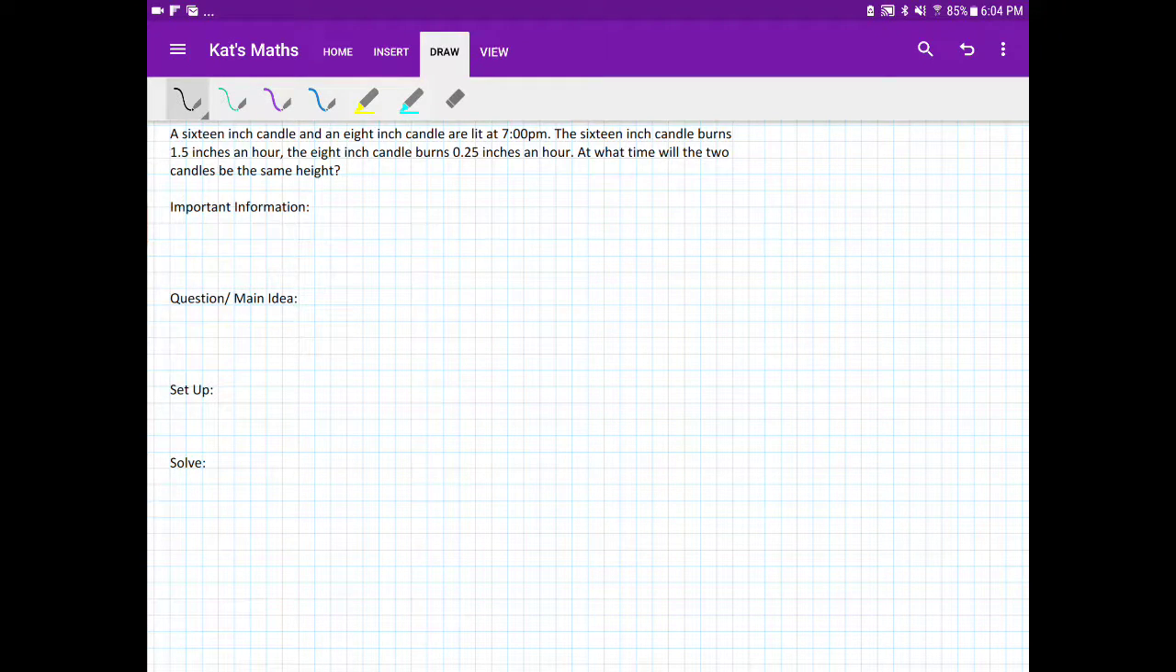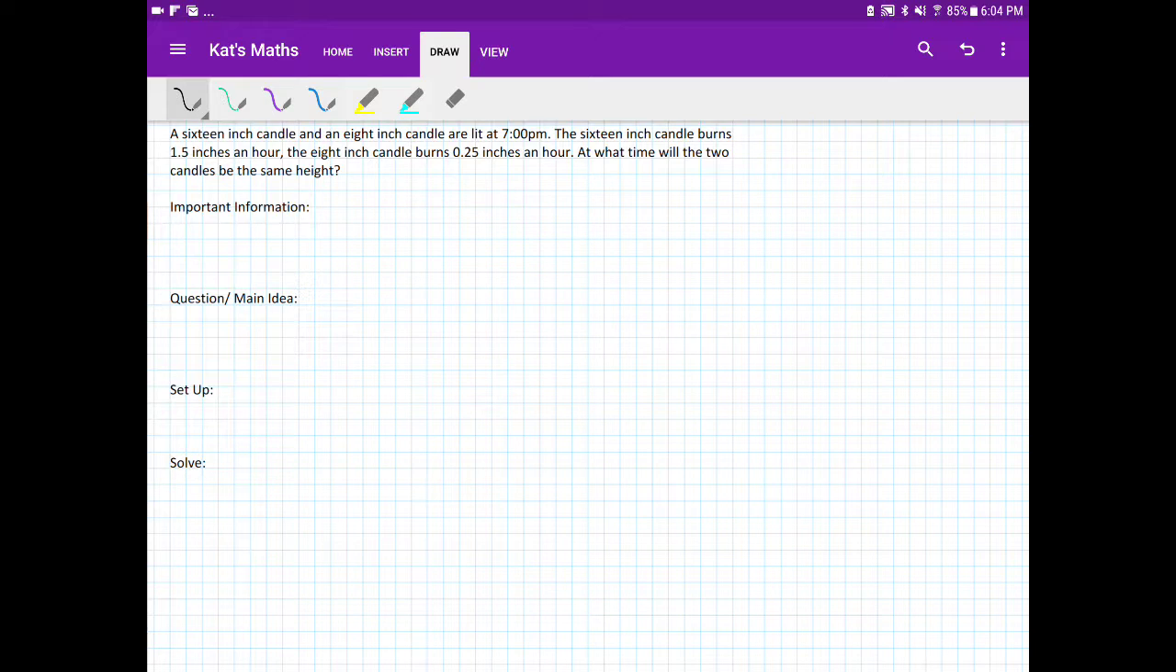So this is the fourth CATS Maths, and today we're going to be working on word problems, setting them up and understanding what they mean. Our first problem is a 16-inch candle and an 8-inch candle are lit at 7 p.m. The 16-inch candle burns at 1.5 inches an hour, and the 8-inch candle burns at 1/4 inch an hour. At what time will the two candles be the same height?